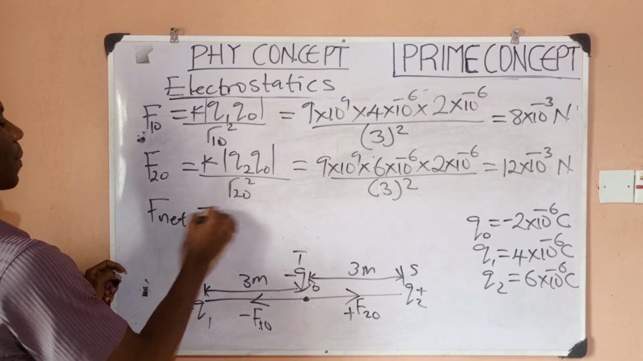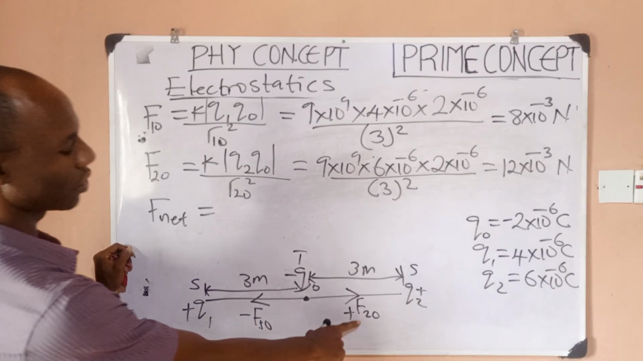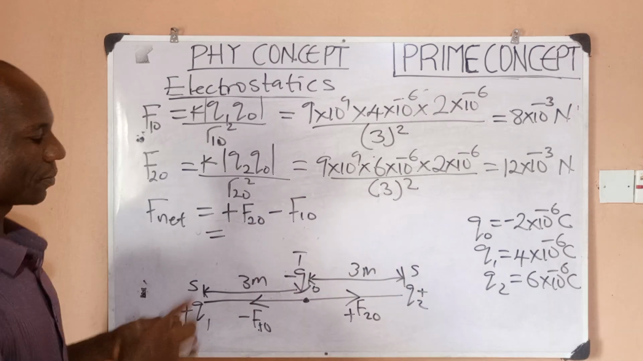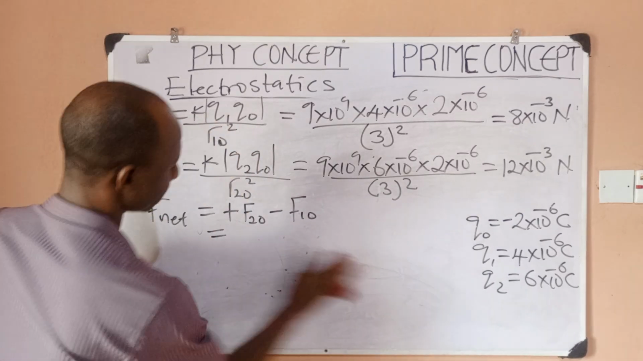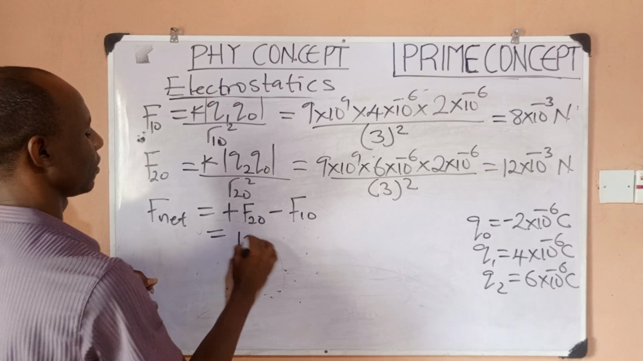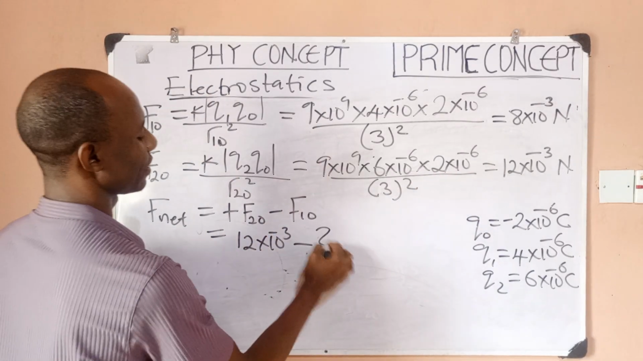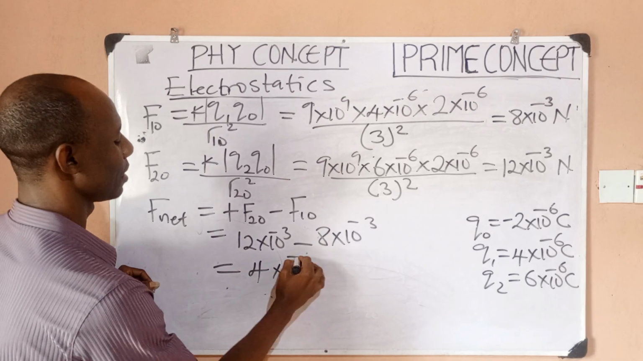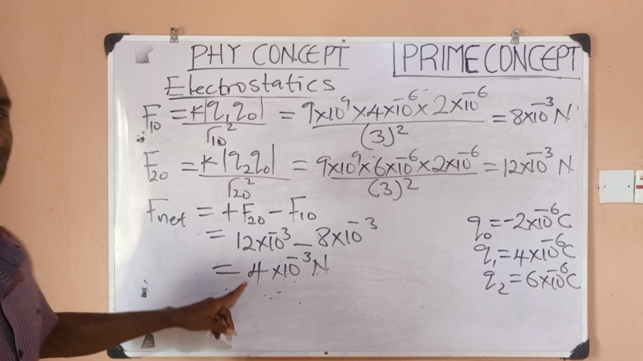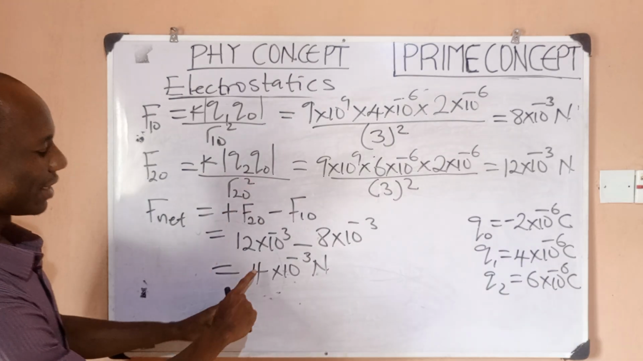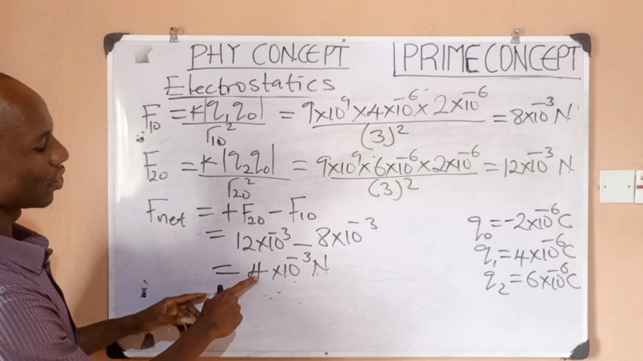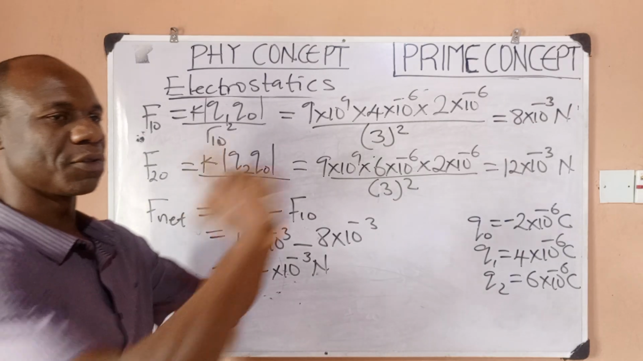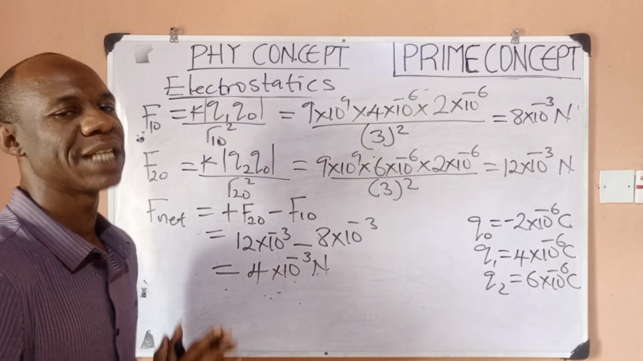So our net force is going to be the algebraic sum of these two. I'll start with this, which is plus F20, then this is minus F10. So if I add them up, F20 is 12 times 10 to the power minus 3, F10 is 8 times 10 to the power minus 3. If you subtract, 12 minus 8 gives us 4 times 10 to the power minus 3 Newton. You would notice that our net force is positive, right? So the magnitude of the force on the test charge is 4 times 10 to the power minus 3 Newton. Since it is positive, it means the net force points in the forward direction, towards Q2.